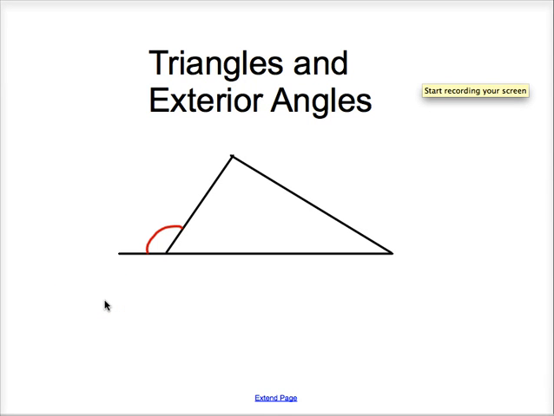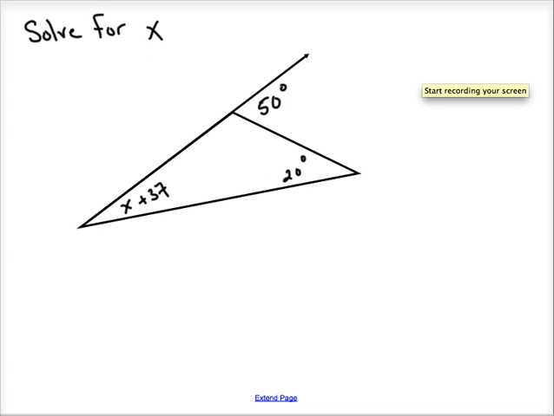All right, so triangles and their exterior angles. Okay, so here's my first triangle. I have 4 different angles here. I have 1 angle, 2 angles, 3 angles, and then I have the exterior angle of the triangle. I'm solving for x. I want to know what x equals.